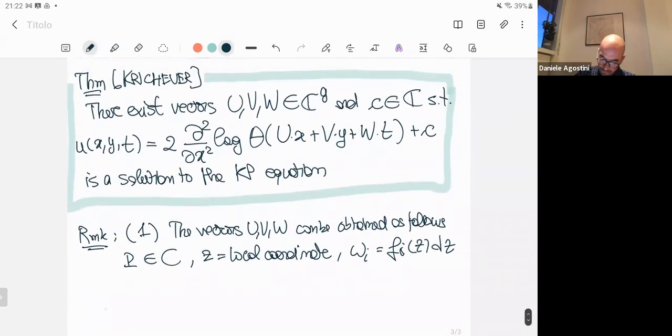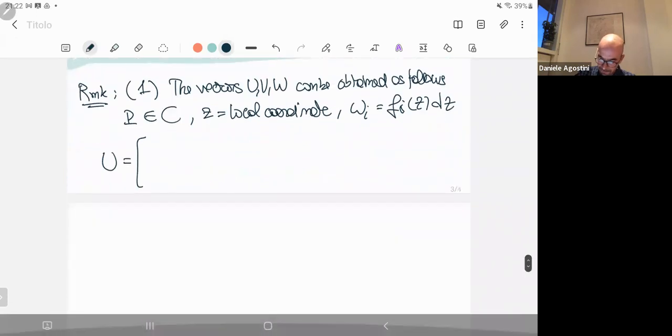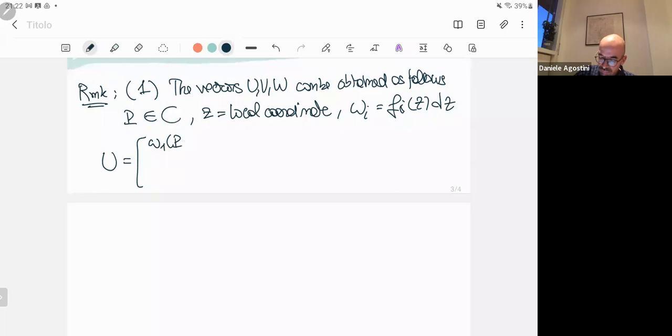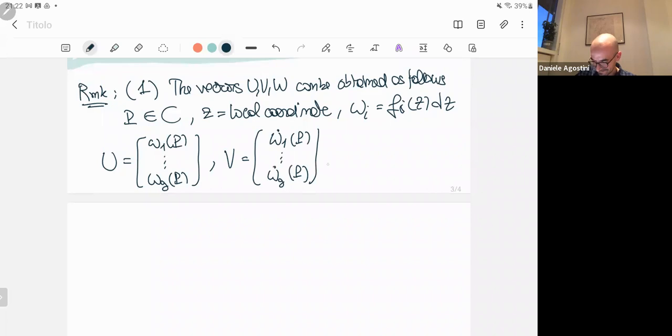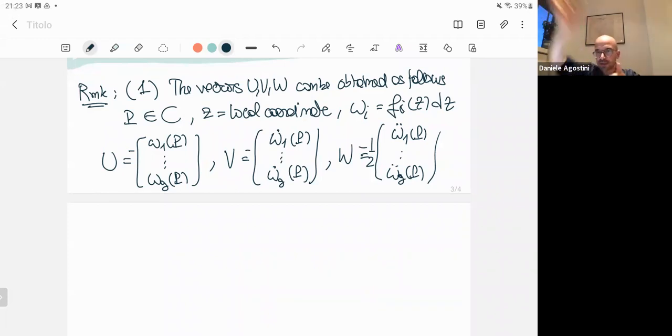And then u is simply the omega_1. So this u is like the forms evaluated at p. v, you derive them once. And w is the second, more or less. Here you should put one half and a minus somewhere. So more or less, it's that. So the vector u is kind of tracing the canonical curve, and then v and w are taking some tangent directions in there. Like one tangent, and then yet another tangent.